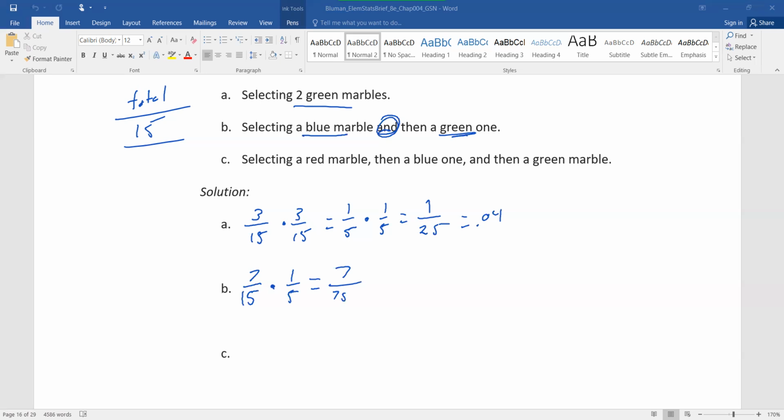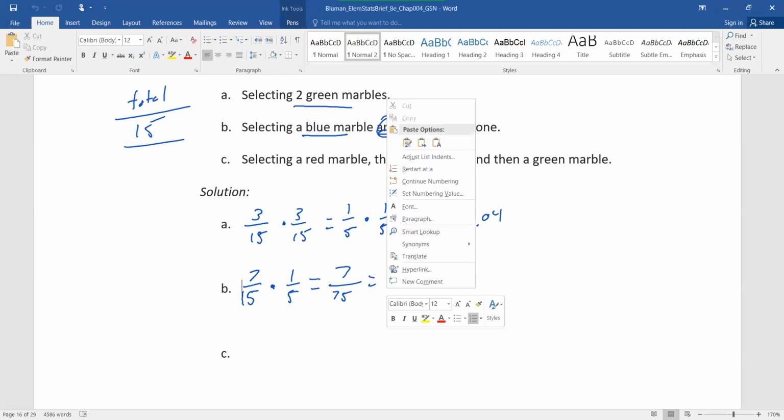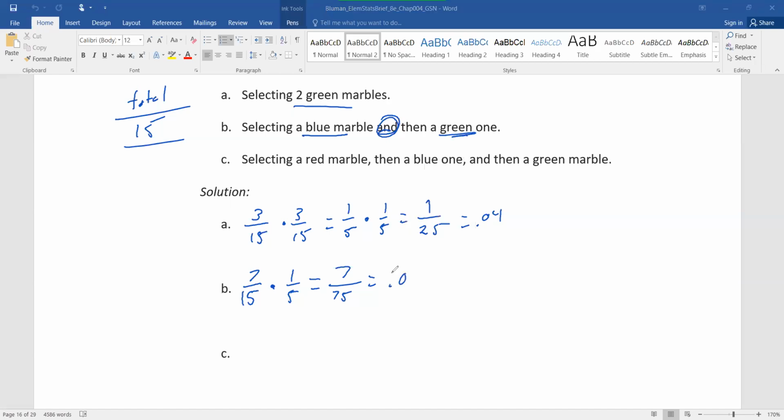75. And if you're asked to do that in decimal form, this will just be 7 divided by 75. So you basically have a 9% chance. What was that chance again? 0.093 repeating. Okay. Questions?